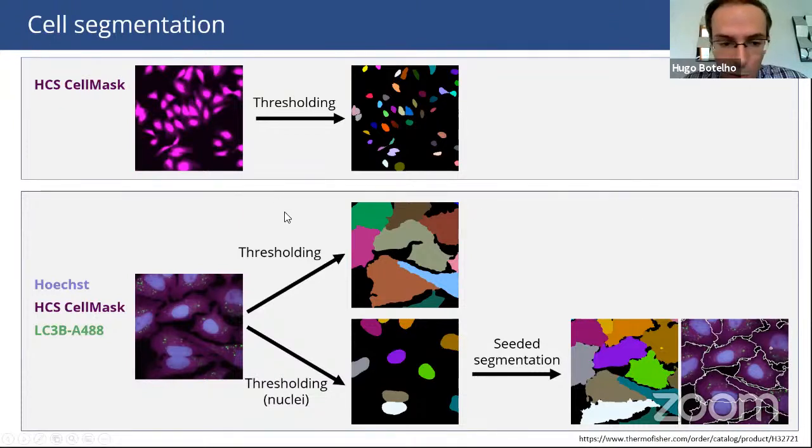This is all well and good, especially if you have sparse cells, but if you have closely located cells, a simple thresholding may not adequately separate adjacent cells. And for this case, the Hoechst staining is very useful because you can perform seeded segmentation and first identify where the nuclei are, and then grow each nucleus until you find each cytoplasm in the vicinity of each nucleus.